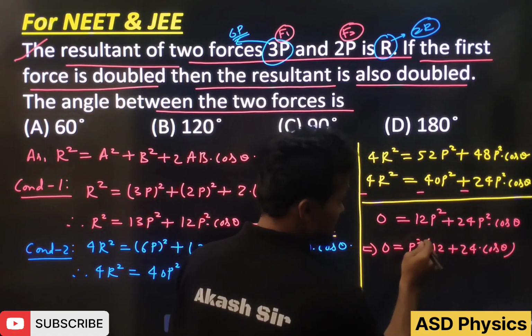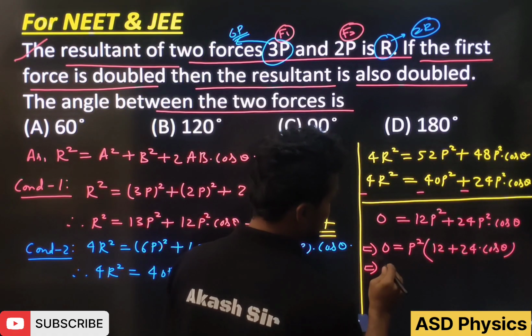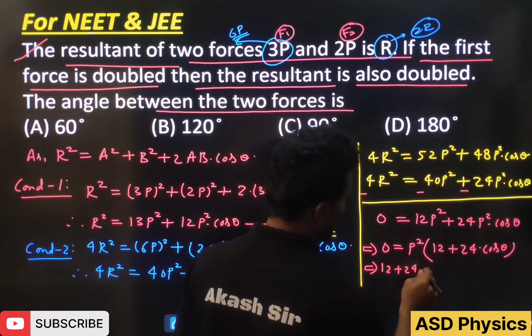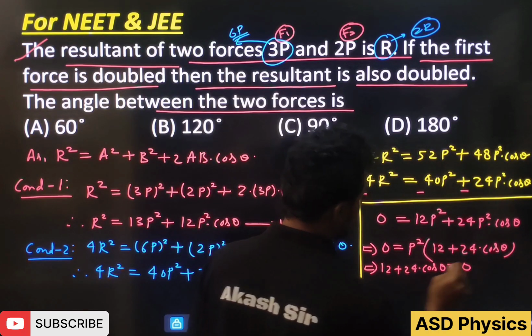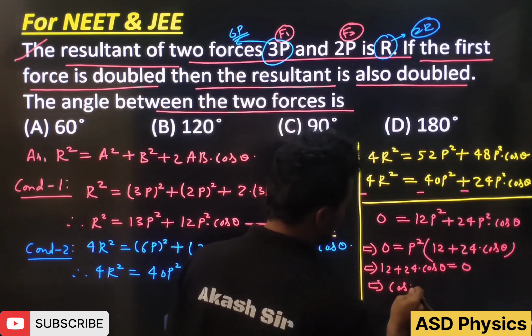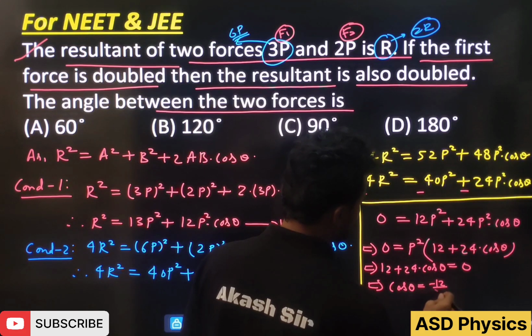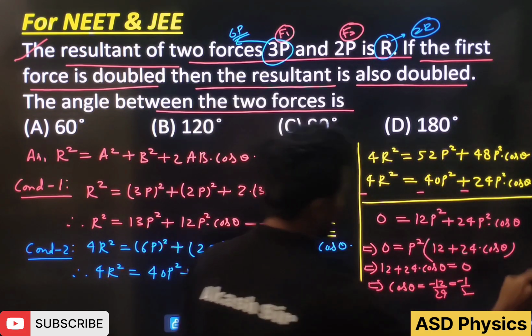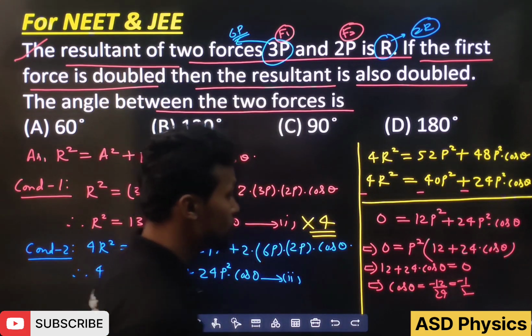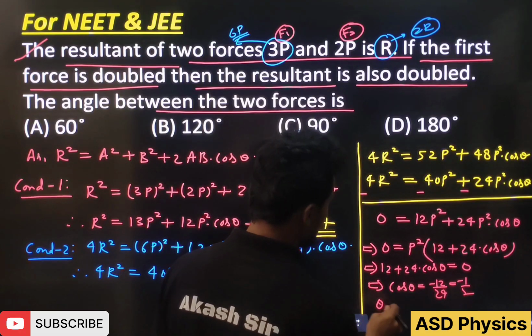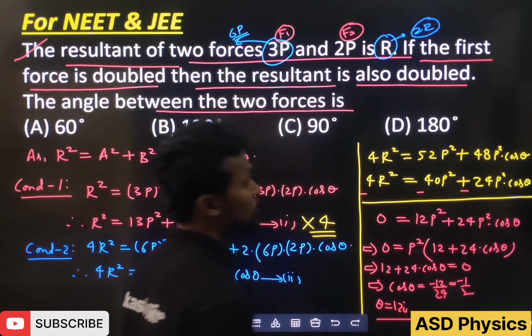You know very well, this P square cannot be 0. That means this 12 plus 24 cos theta should be 0. That means cos theta will be what here? Minus 12 by 24. How much? Minus 1 by 2. So when cos theta is minus 1 by 2, that means theta, what is the answer? Theta is going to be 120 degrees here.